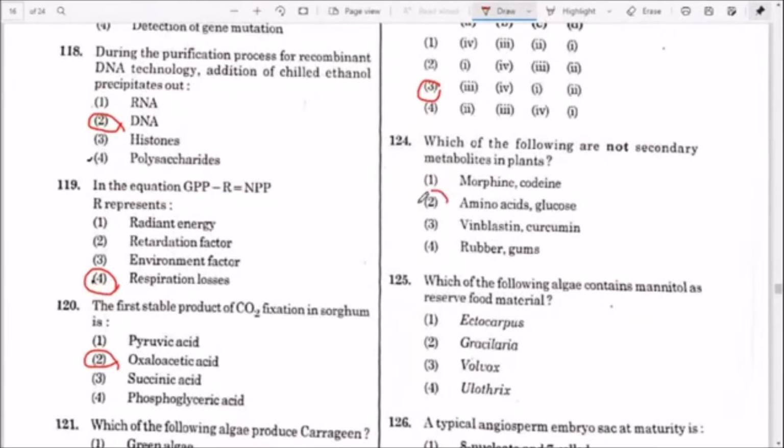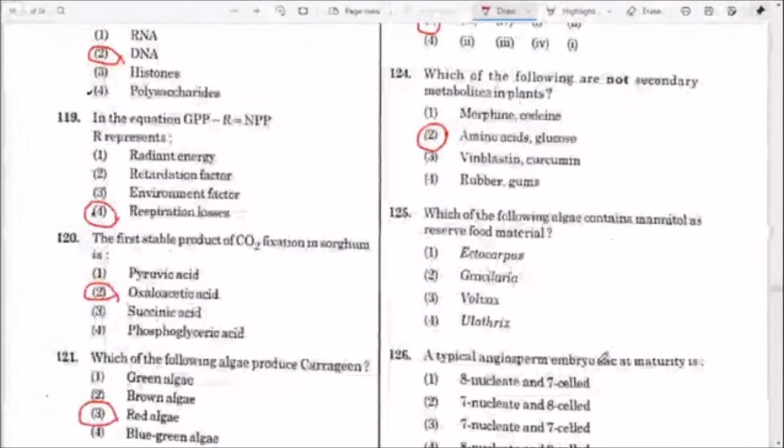Amino acids and glucose. These are not secondary metabolites. Which of the following algae contains mannitol? Yes, it is a carbohydrate, as reserve food material: Ectocarpus. Option number 1 is correct option, students.